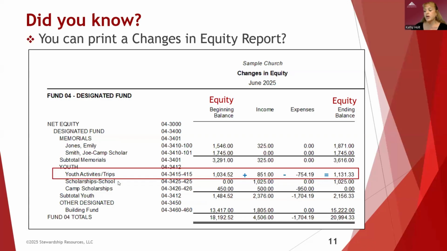So we're going to focus on youth activities and trips again. So you have a beginning balance plus the income minus the expenses equals the ending equity balance. So it kind of puts the balance sheet and the income and expense report together in a summarized format. It's a really nice report.